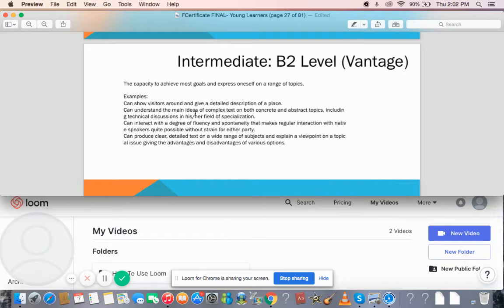You're able to talk with native speakers and you can talk about abstract ideas. So you can be very spontaneous and you can produce detailed text on a wide variety of subjects. So you can talk maybe about politics, and also you can talk about environmental issues, stuff like this, because you have enough vocabulary.